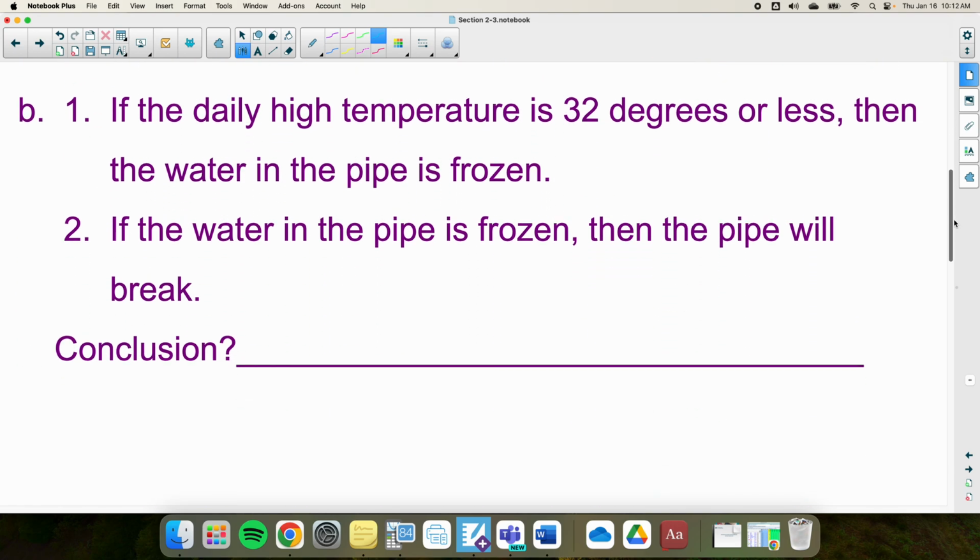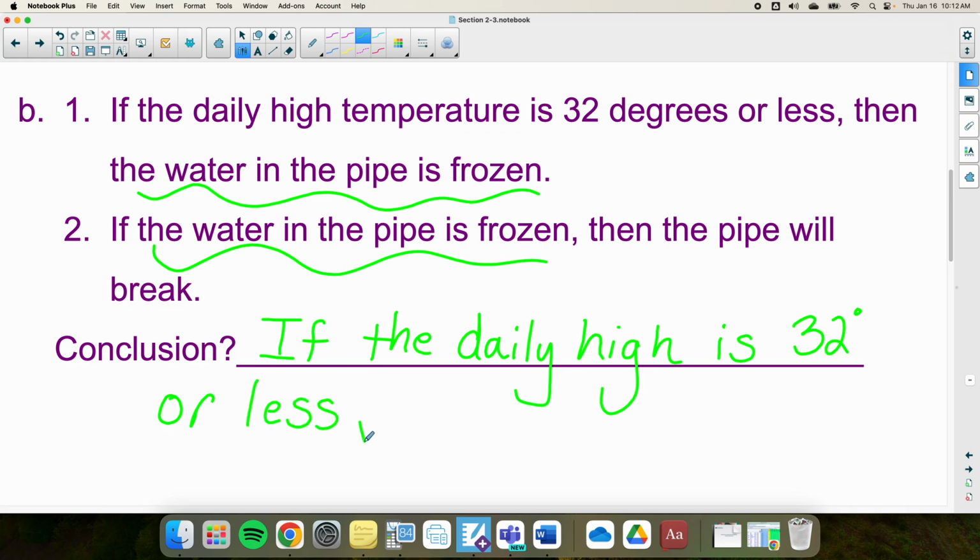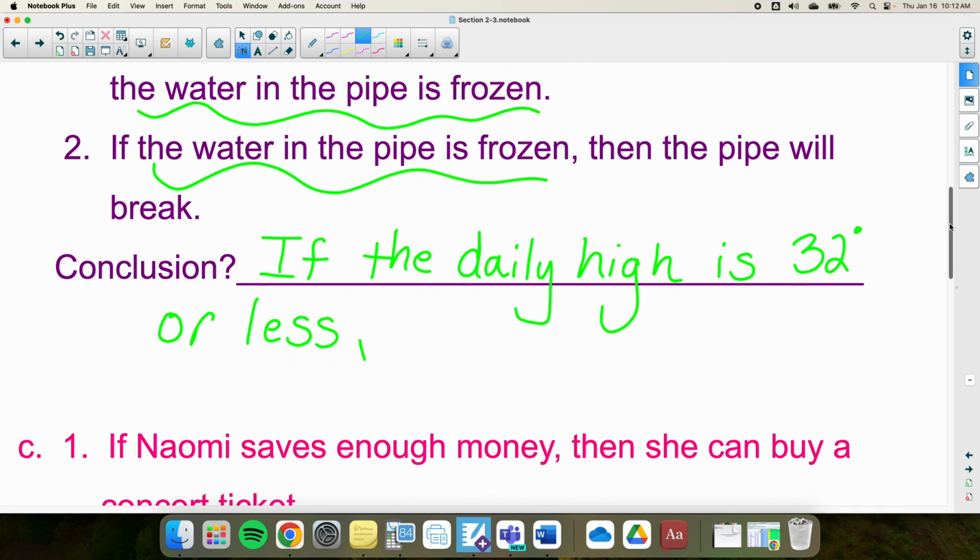Now if we look at this one, it says if the daily high temperature is 32 degrees or less, then the water in the pipe is frozen. If the water in the pipe is frozen, then the pipe will break. So is this one law of syllogism? It is. So we're gonna say if the daily high temp is 32 degrees or less, then the pipe will break.